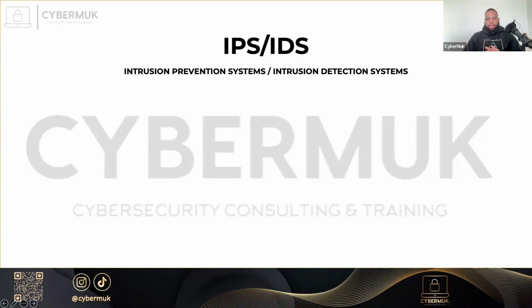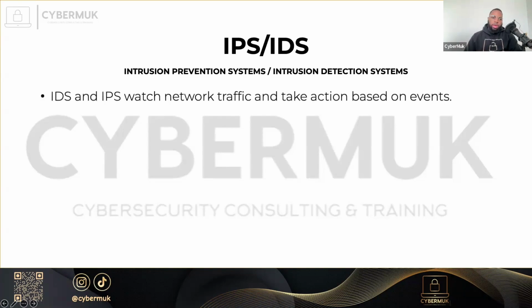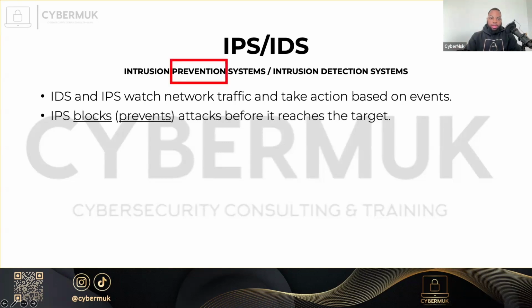The next security network tool is an intrusion prevention and intrusion detection system. So important acronyms: IPS, IDS. IDS and IPS watch the network traffic and they take actions based on events. First, you have IPS. IPS, the P stands for prevention. So intrusion prevention systems prevent an attack before it reaches a target. It prevents, so it blocks.